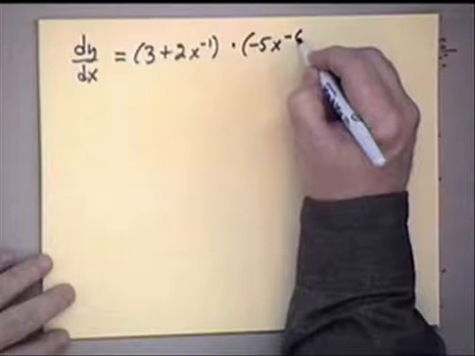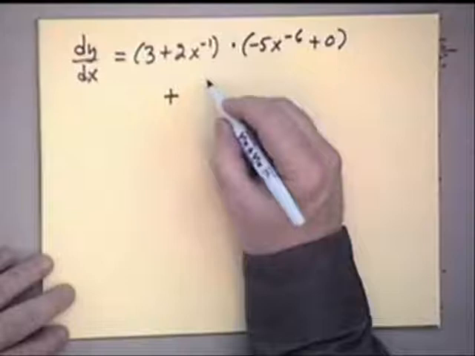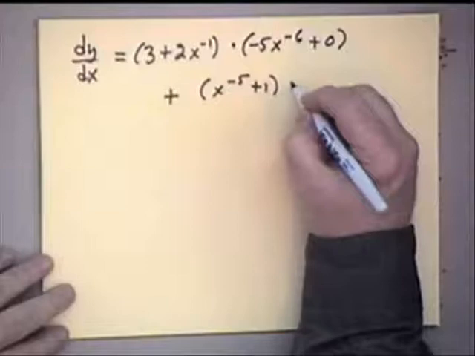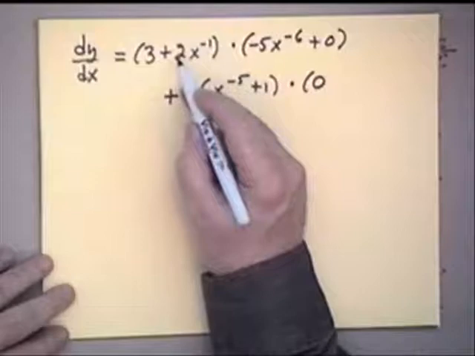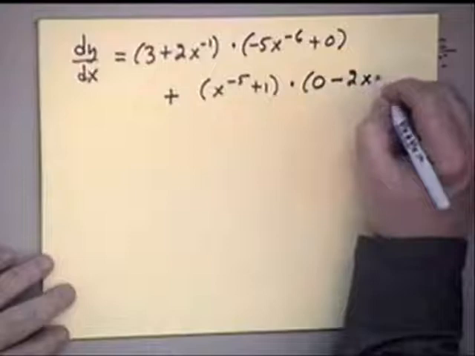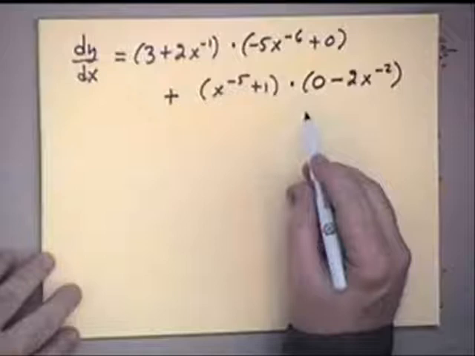I will then add to that the second expression, x to the minus 5 plus 1 untouched, times the derivative of the first, and there's the first right there, so I can just do its derivative directly. The derivative of 3 is 0. Derivative of 2x to the minus 1, the 2 is a constant, so it stays out front, and the minus 1 will come down. So I'd have minus 2x to the minus 2. Now there's my derivative.